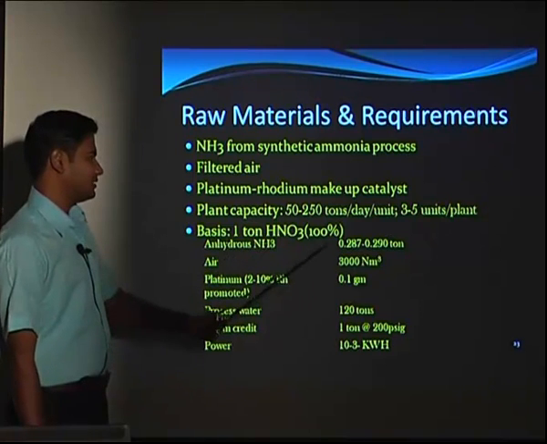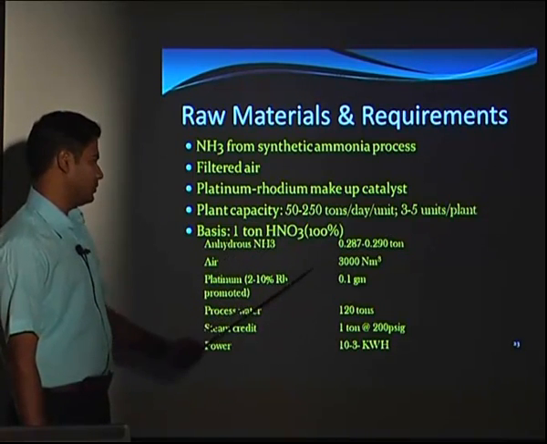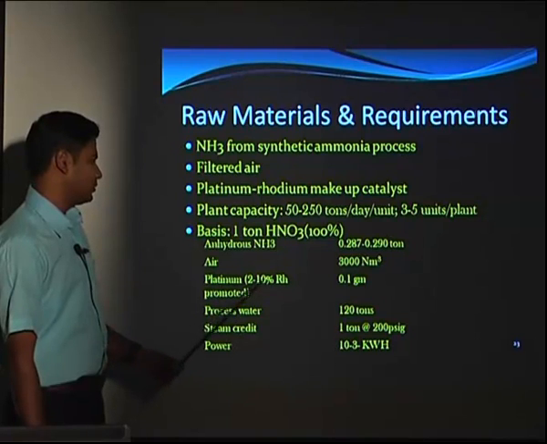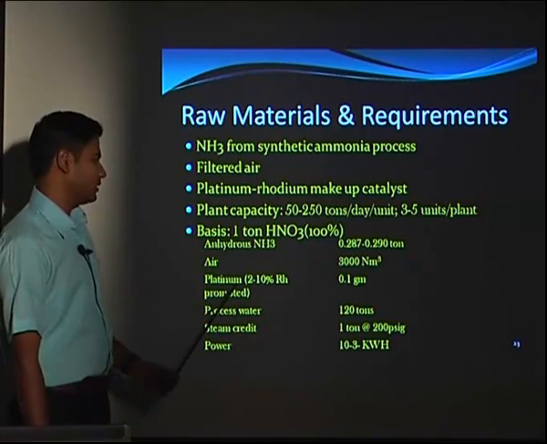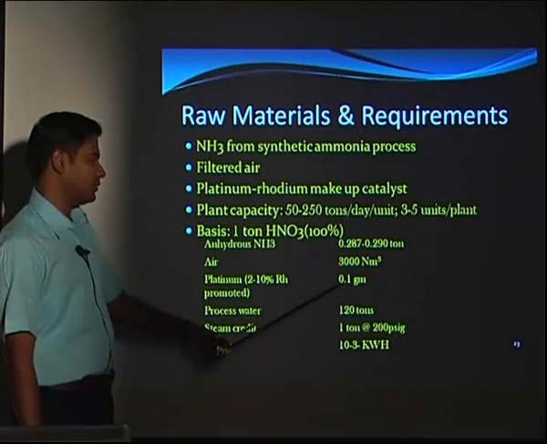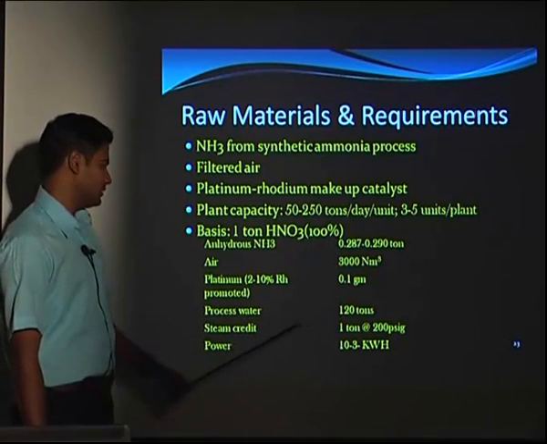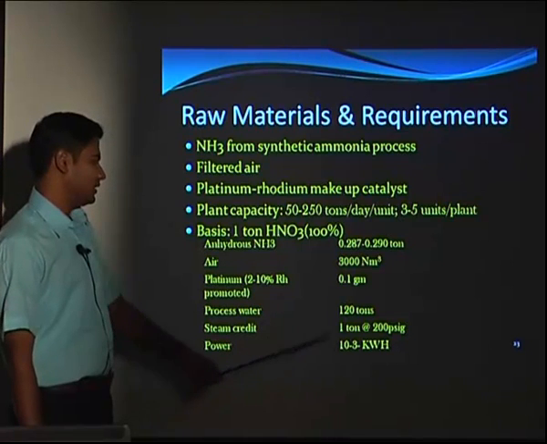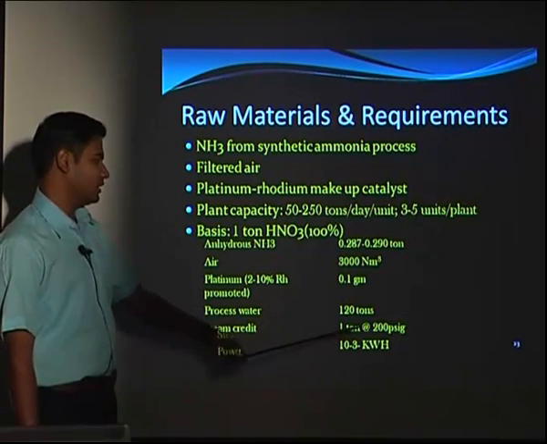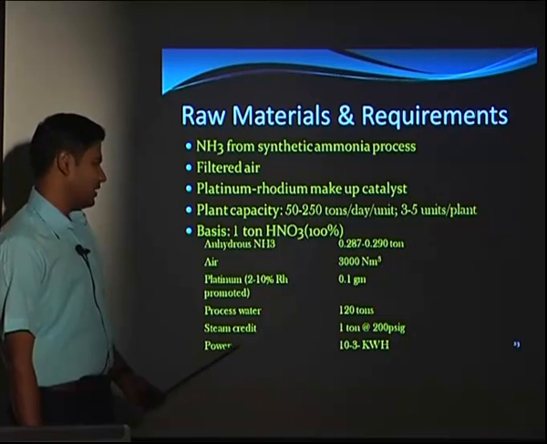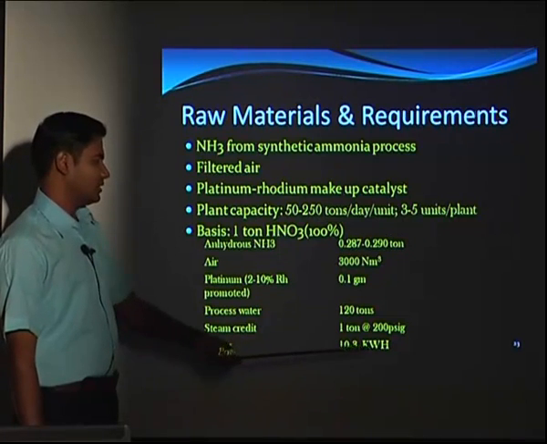The air we require is 3000 normal cubic meters. The platinum, 2 to 10% rhodium promoted platinum rhodium makeup catalyst, is around 0.1 gram. Then the process water we require is 120 tons. The steam credit is 1 ton at 200 psig, and the power required is 10.3 kilowatt hours.